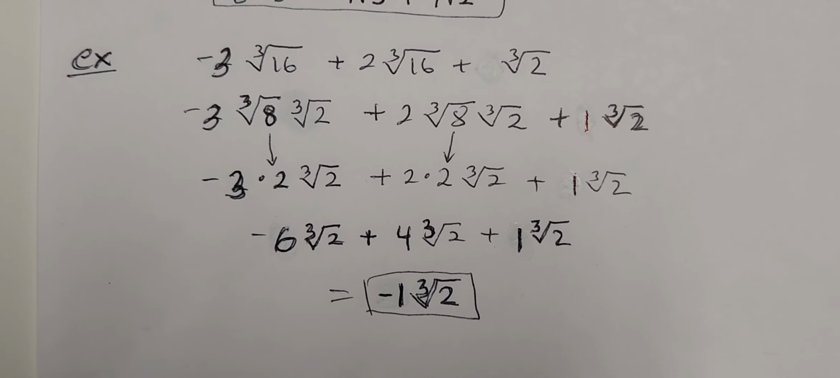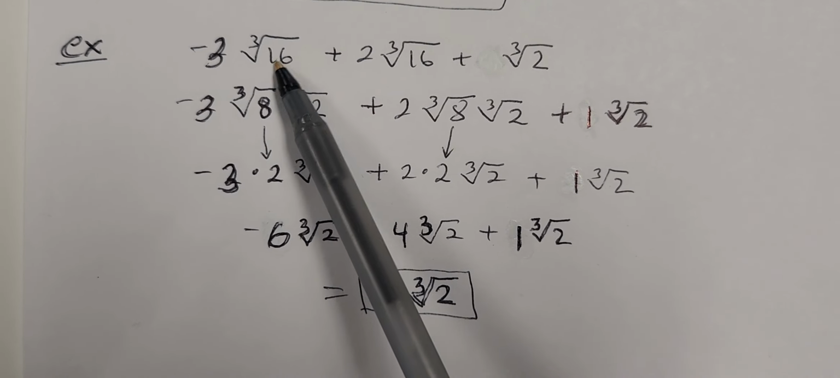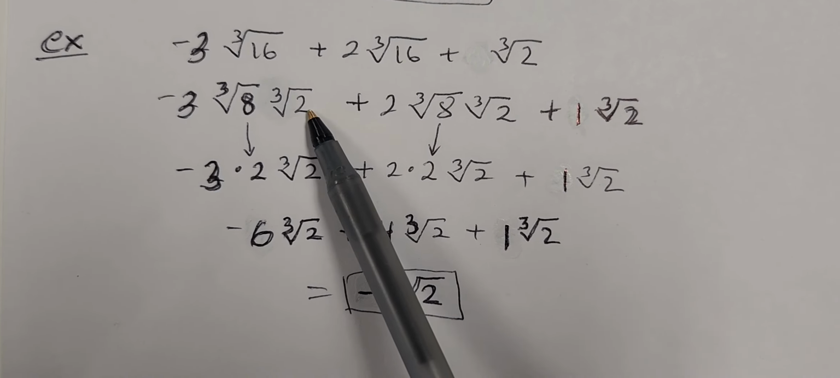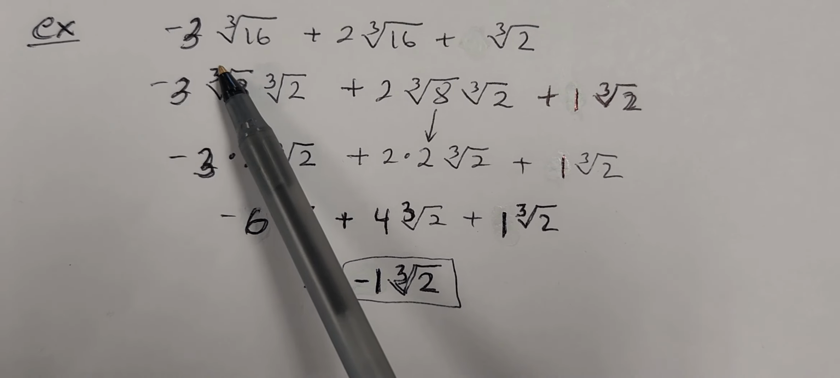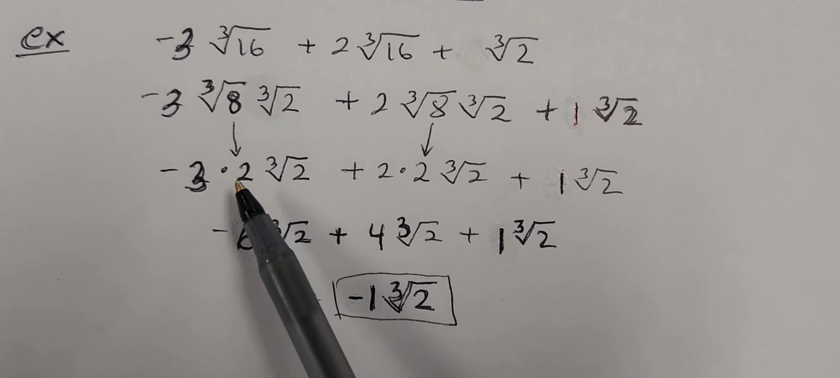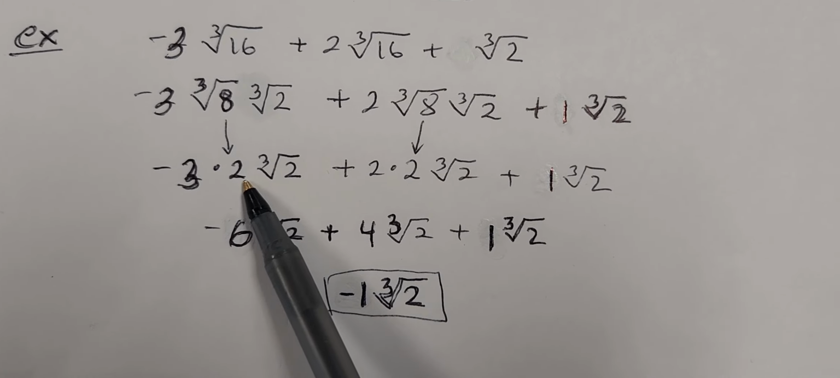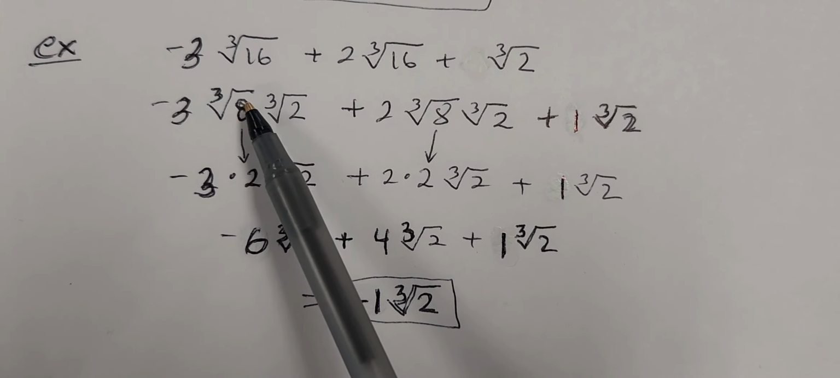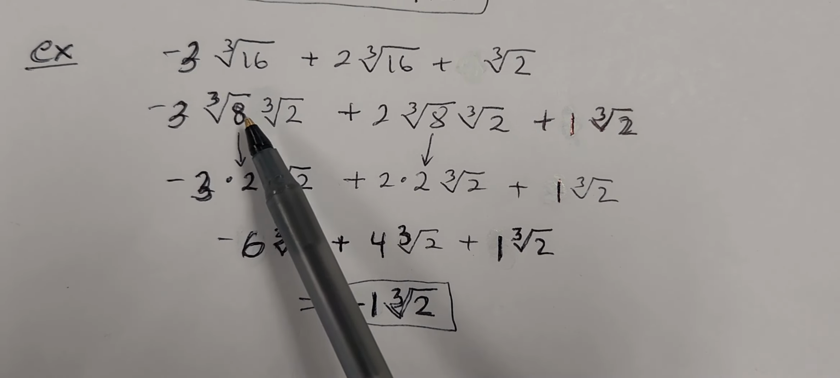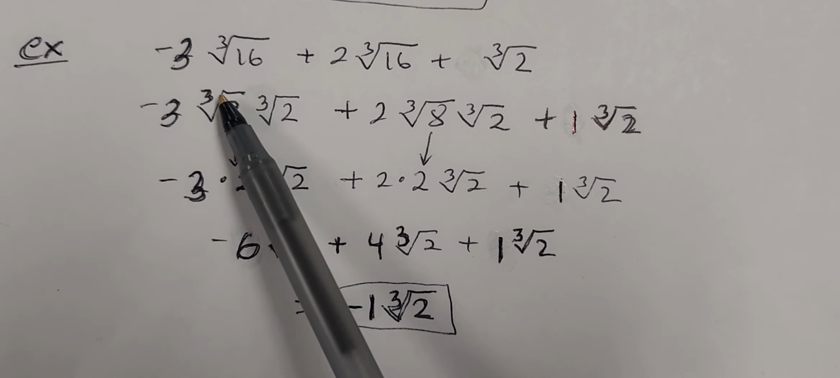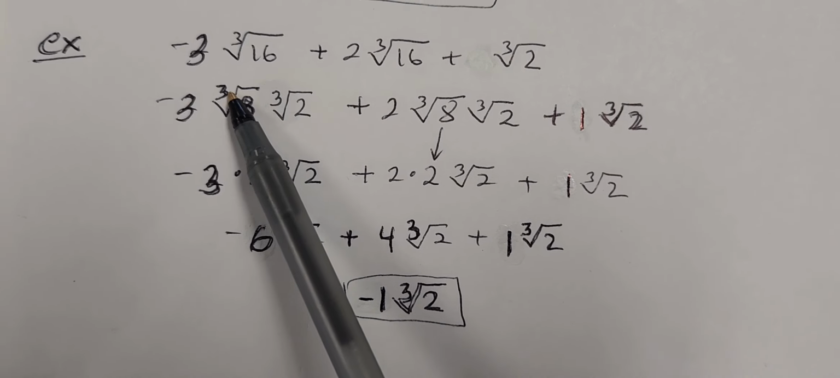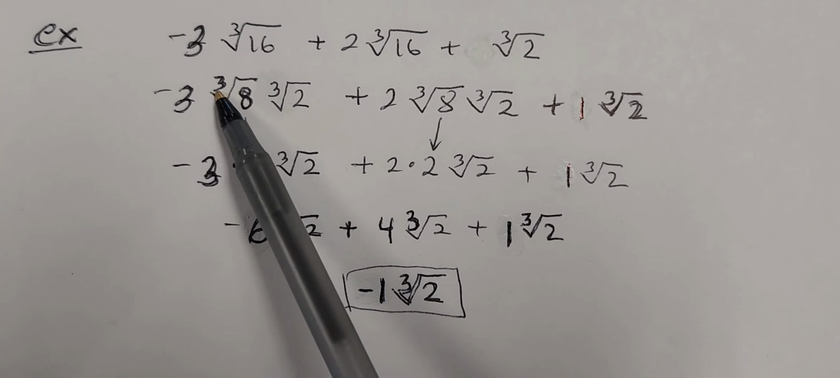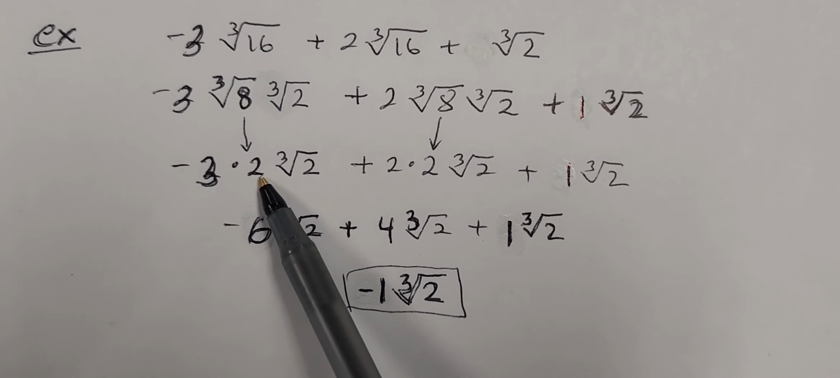So I'm going to change this 16 into 8 and 2. The reason why I chose 8 and 2 is because the cube root of 8 becomes 2. Why did I choose 8 and 2? Because this 8 can be cube rooted into 2. So the cube root of 8 is 2.